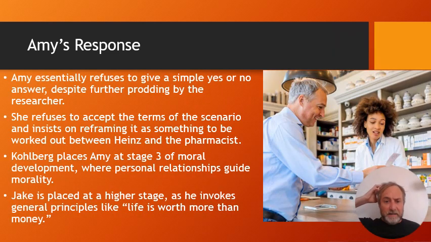So this is what I've been saying here. Personal relationships seem to be guiding it. That we've got humans that should be able to work these things out. The husband needs to do what's right for his wife. You should be able to talk to the pharmacist. The pharmacist is human too. She's not a monster, hopefully. She should be able to work something out. So Amy gets placed at stage 3. Jake, who's making the universal moral claims, is placed at stage 6.